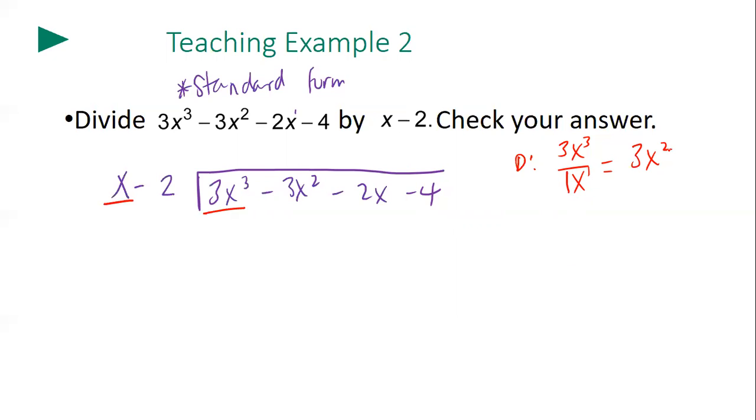3 minus 1 is 2. So 3x cubed divided by x is 3x squared. You have to divide them each separately. You divide the leading term only. Okay? Yes, that's why we went over the monomial first.